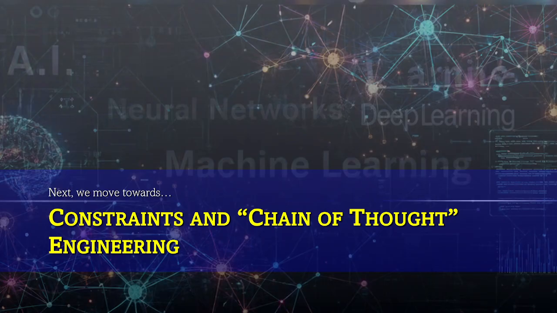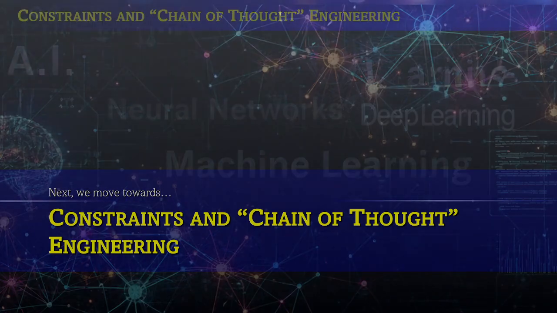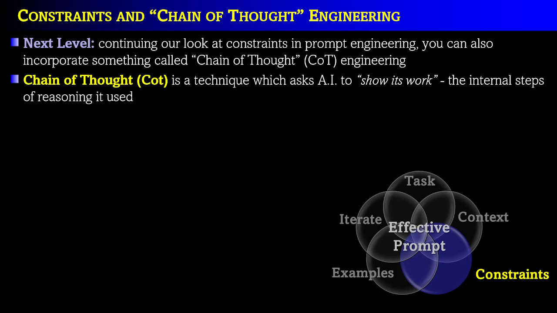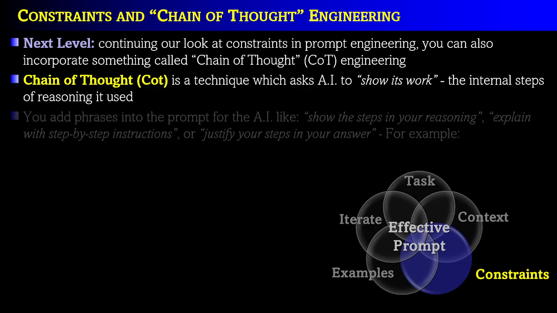All right, so let's move on from constraints, and we're going to move to a little more of an advanced technique called chain of thought engineering. So this is a next level type of constraints. This comes from sort of an engineering background, the chain of thought prompt engineering. It's a technique where we ask the AI to essentially show us the work, show us how it actually thought through this process, give us the internal steps of reasoning.